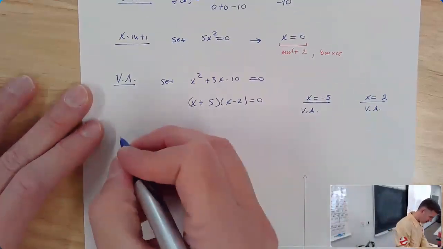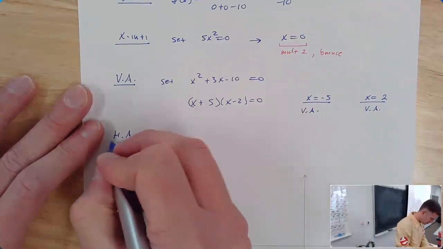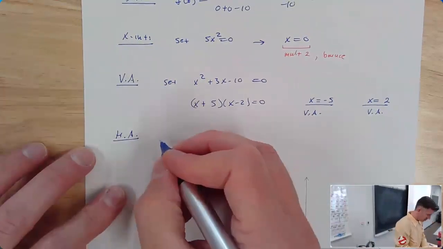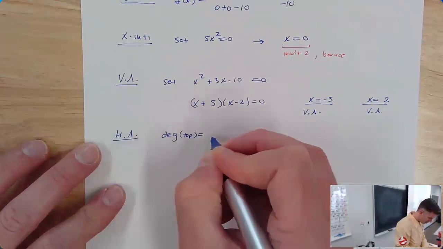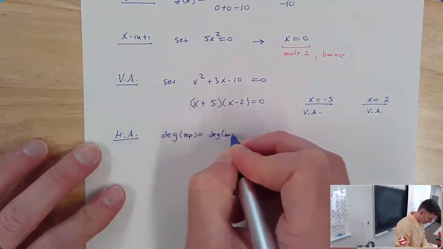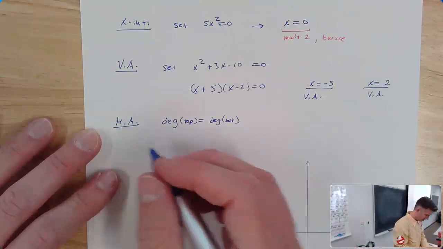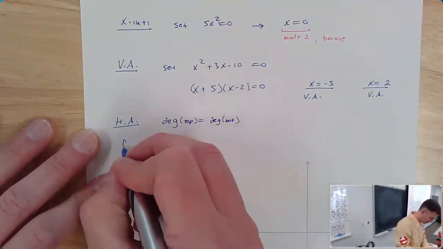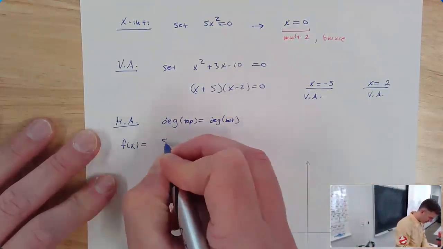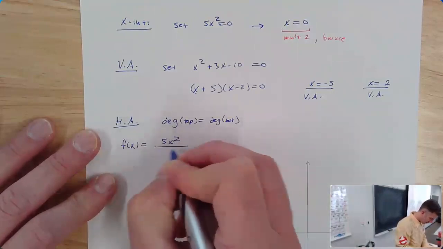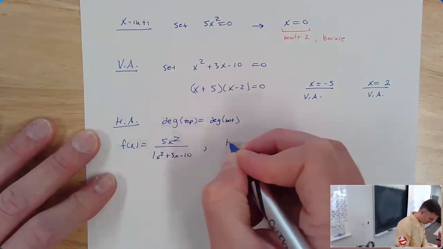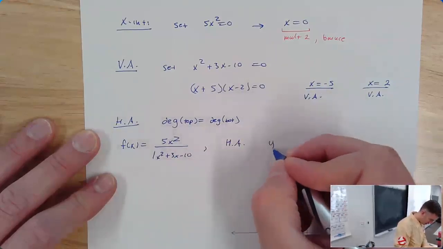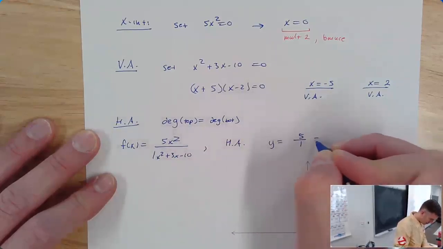And then finally, the horizontal asymptote. The degree on top is 2, the degree on the bottom is 2. So the degree on the top and the bottom match. So that's going to mean that our horizontal asymptote is going to be, well, let's write the function here so you can see it. f(x) is 5x squared over 1x squared plus 3x minus 10. So our horizontal asymptote is going to be y equals 5 divided by 1.